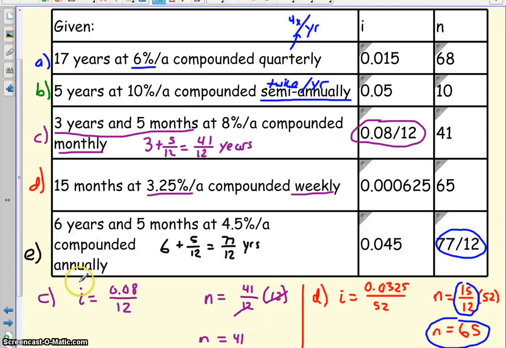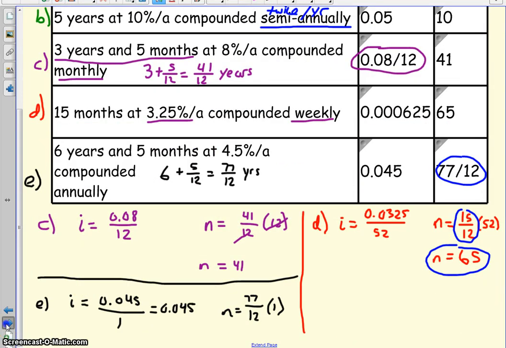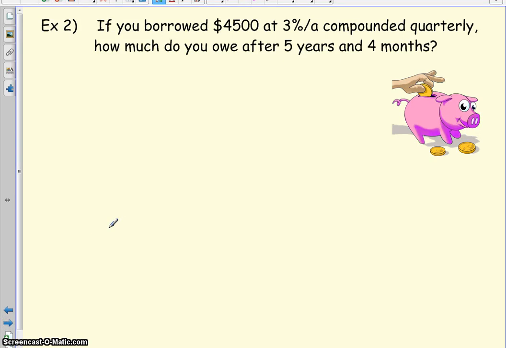Okay, so that was a lot of work doing setup before we could actually do a problem. So what I'll have you do is try and set this one up based on the original equation that I gave you, A equals P times (1 plus i) to the n. In this situation, it's $4,500 at 3% per year compounded quarterly, which you know is 4 times a year. We want to know how much we owe after 5 years and 4 months. So just try and set it up, and we'll run through this example together when we get to part 2 of the lesson.